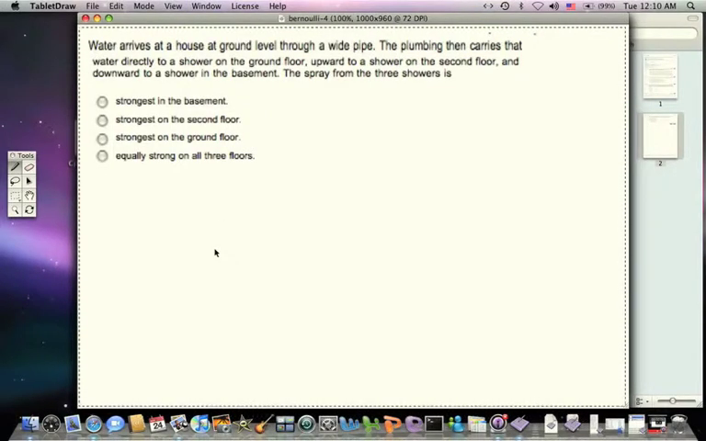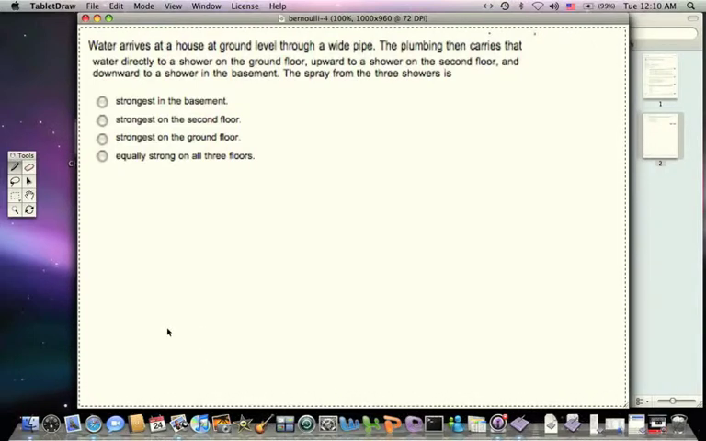Water arrives at a house at ground level through a wide pipe. The plumbing then carries that water directly to a shower on the ground floor, upward to a shower on the 2nd floor, and downward to a shower in the basement. The spray from the 3 showers is strongest in the basement, strongest on the 2nd floor, strongest on the ground floor, equally strong on all floors. And it's Bernoulli's equation in action.